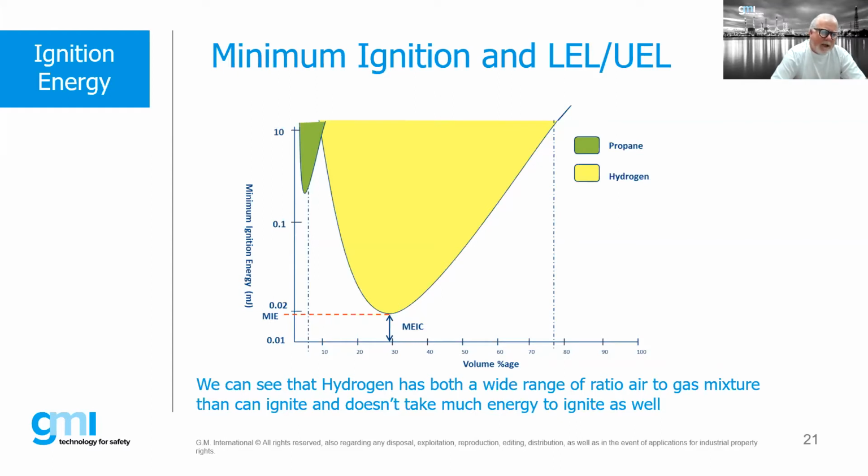As we have less hydrogen, more air, or more hydrogen, less air, the amount of energy that it actually takes to ignite it goes up. So every gas and vapor has what is called this minimum ignition energy curve. And one of the reasons why hydrogen is so dangerous is that it also has an extremely wide explosive range, as a comparison, in this case, to propane.